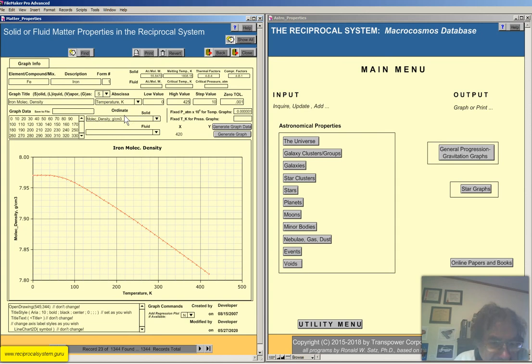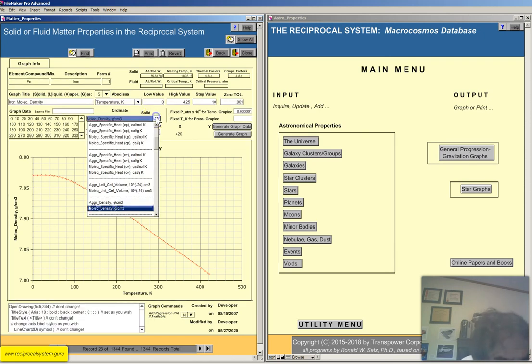Now, the key thing are the ordinates. Now, let's look at the possible choices. Now, look, quantum mechanics, no other theory can do any of this. So here we have, let's go all the way to the top here. Aggregate enthalpy in cal per mole. Aggregate enthalpy in cal per gram. Molecular enthalpy in cal per mole. Molecular enthalpy in cal per gram.